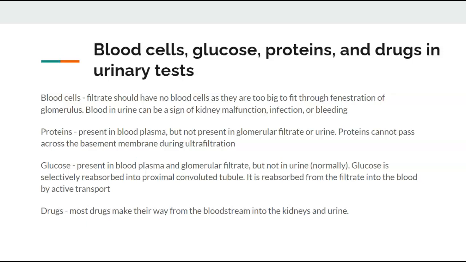And then drugs, most drugs make their way from the bloodstream into the kidneys and urine. This is why when you take a drug test, you have to pee in a cup, because your kidneys will filtrate the drugs out.